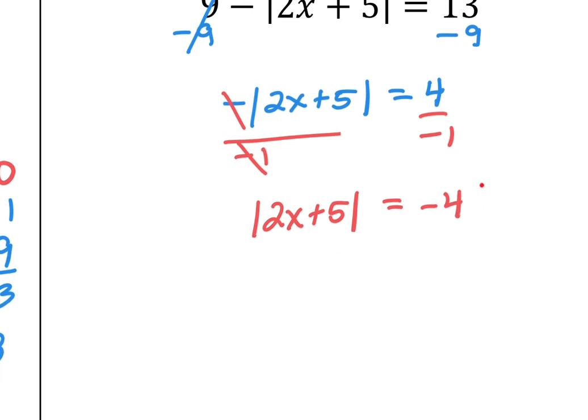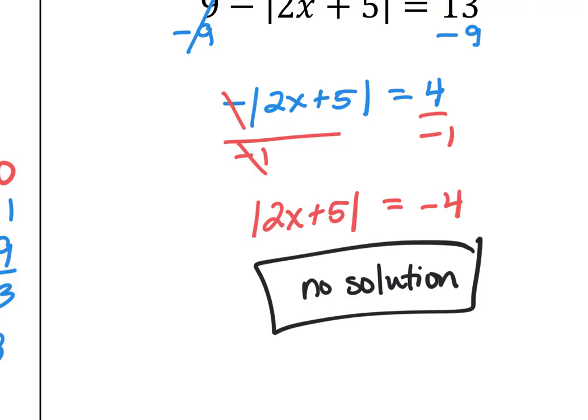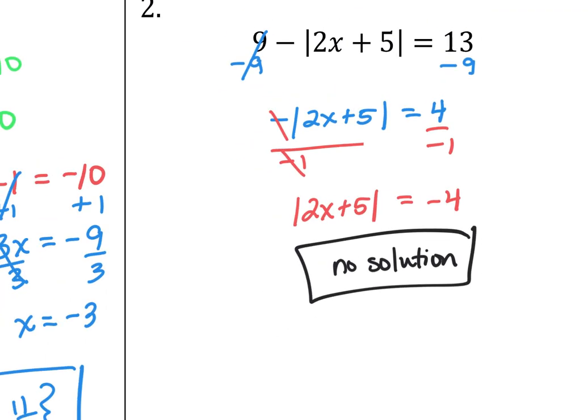Now, right here is when sirens in our heads need to be going off, because absolute value is equal to a negative integer, but absolute value represents distance, and distance can never be negative. So at this point, you do not need to go any further. There is no solution to this, again, because absolute value cannot be negative. So there will be nothing that we can plug in for x that will ever make our absolute value negative. There's no solution.